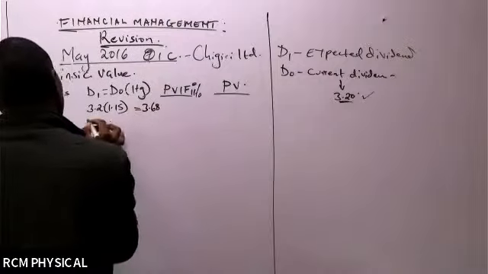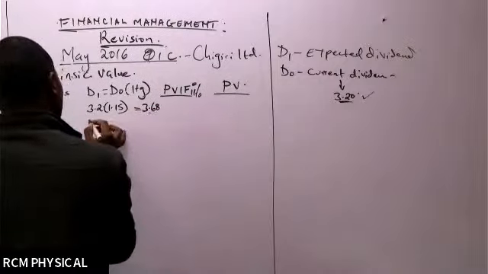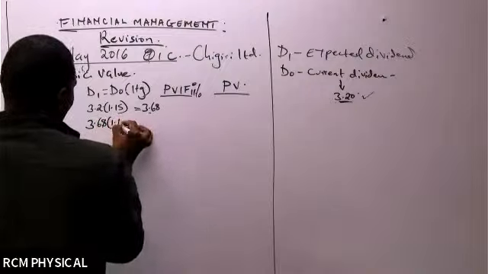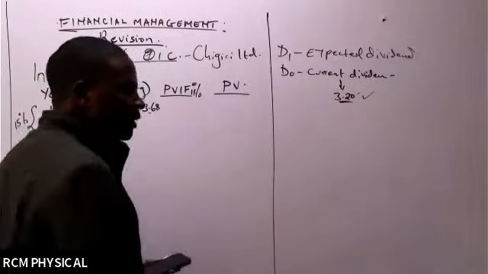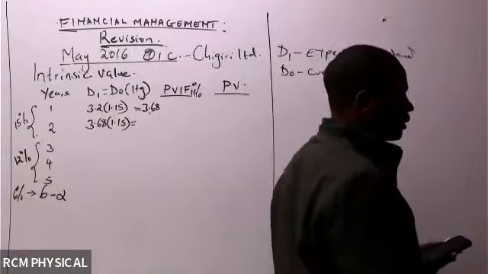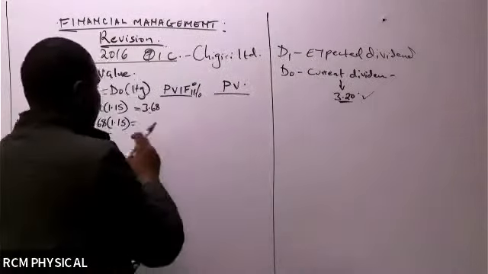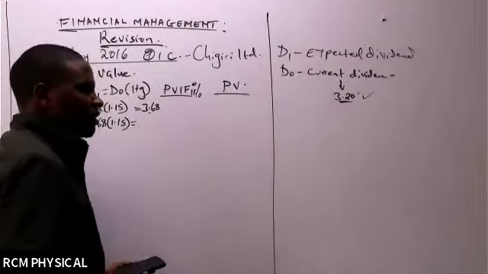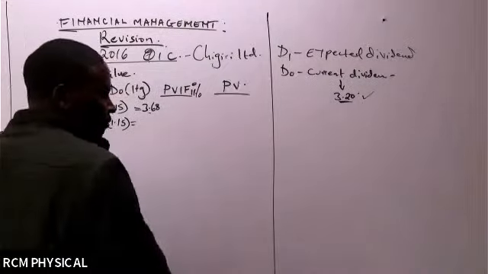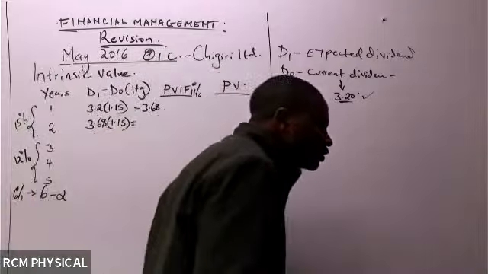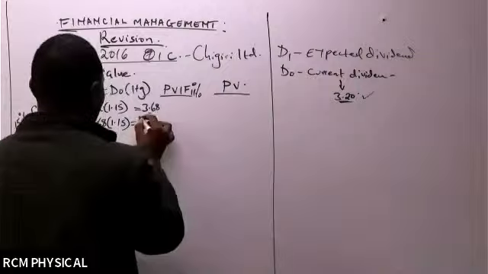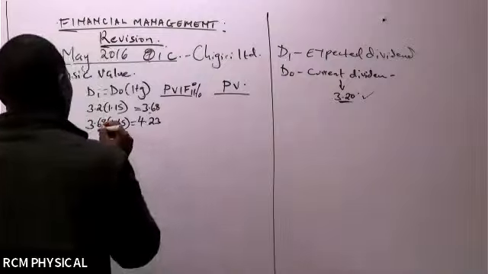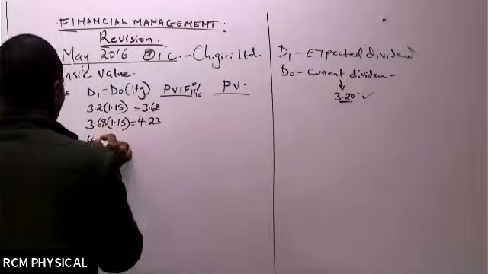Then the second one. 3.68 will be the current dividend in the second year. The growth is the same for the 2 years, 1.15. What will be our value now for the second year? Just give me the value. It is 4.23. 4.23.